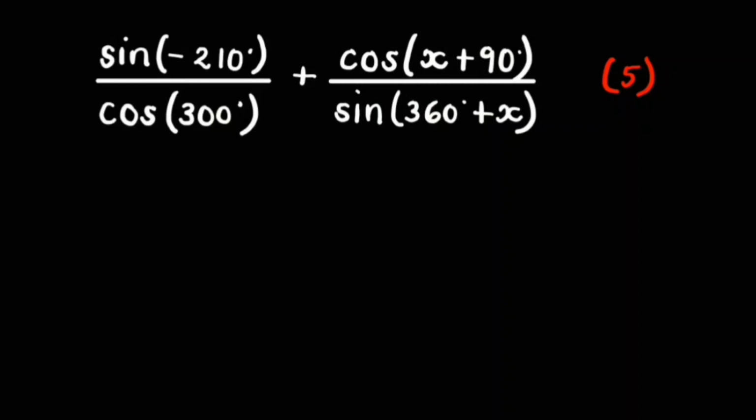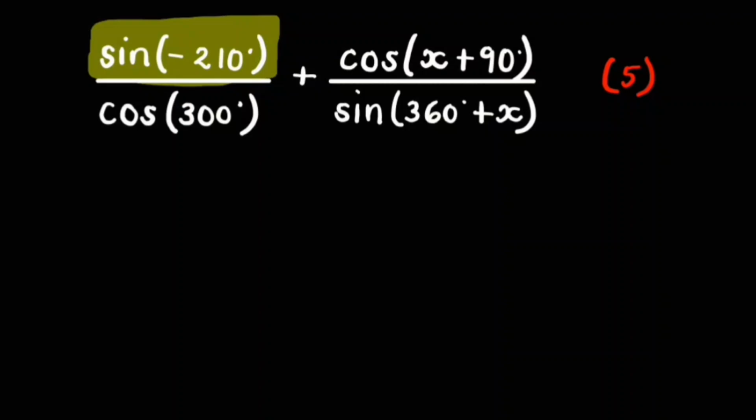So let's get started. I am first focusing on sine of negative 210 degrees. And what I notice is that we have sine paired with a negative angle. Now we are aware that sine of a negative angle becomes negative sine of that angle. So whenever sine is paired with a negative angle, it makes sine negative. That means that the numerator now becomes negative sine 210 degrees.